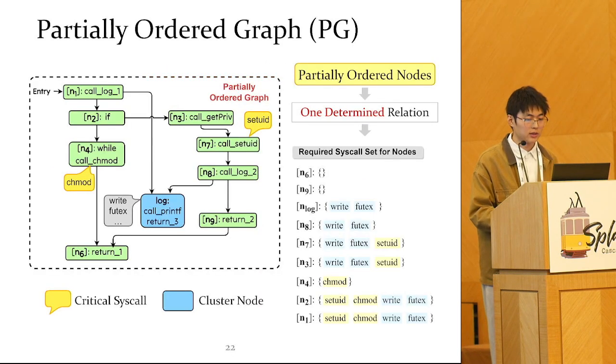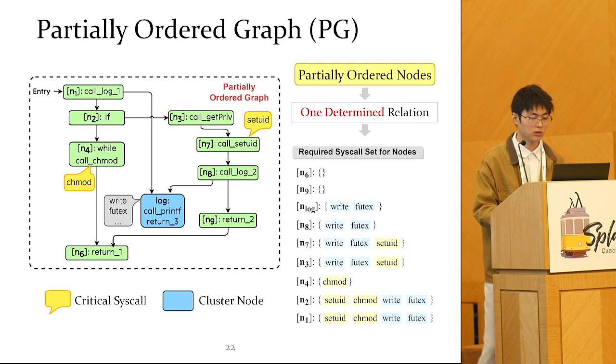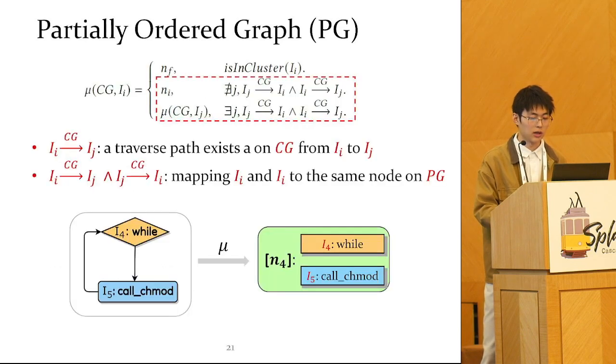When all candidate set reduced instructions in CG are mapped to nodes of PG, the edges from CG are transferred to the PG accordingly. Finally, as the figure presents, we obtain the partially ordered graph. In the graph, node log is the cluster node for all instructions of the function log. Two instructions of the while loop are mapped to the node N4 in PG. On PG, we can prove that its nodes are partially ordered with the successor relation. It indicates that each two nodes have exactly one successor relation or they have no relation.